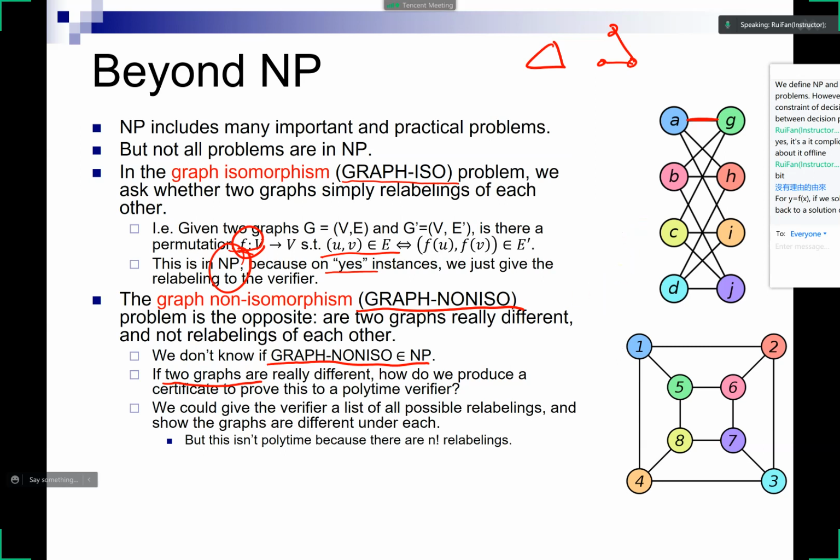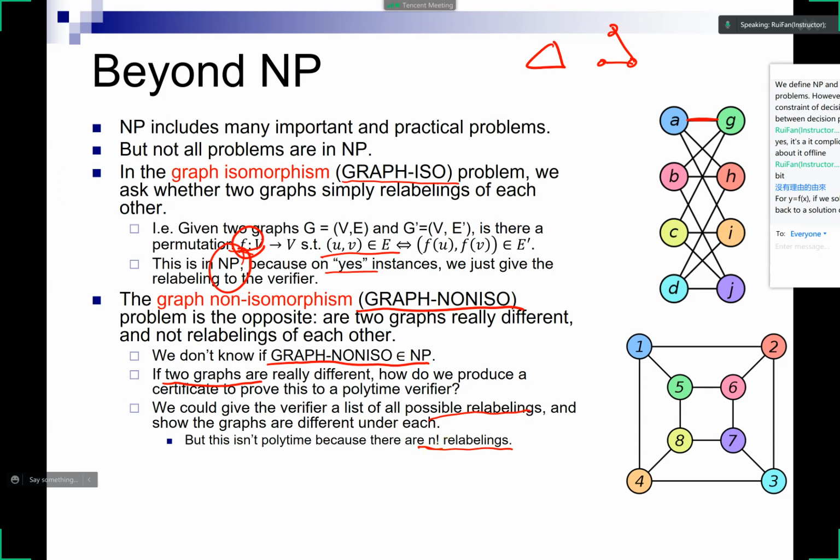One thing you could do is give a bunch of possible mappings and show that each of these mappings fails. However, in order to show that two graphs are not isomorphic, you need to show that they're not isomorphic under any mapping. If you have n nodes in the graphs, there are n factorial different ways to map one graph to the other, and you have to show that all of these mappings fail. So how would you express this fact succinctly? You cannot just list out all of these relabelings and say that each one of them fails, because there are an exponential number of these relabelings.